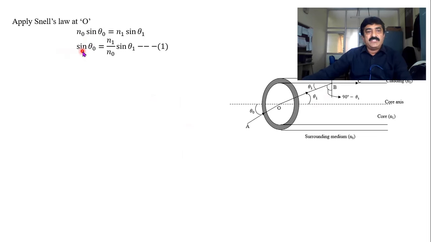Well, after rearranging, I get this formula: sin theta naught is equal to N1 by N naught into sin theta 1. Now I want to eliminate this sin theta 1 so that I get the numerical aperture expression, that is NA. NA is equal to sin theta naught, as you know.